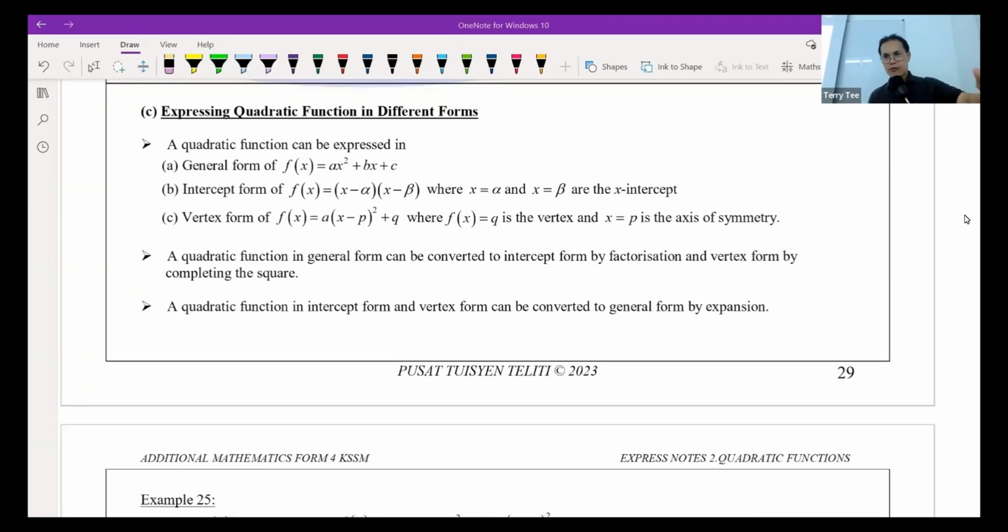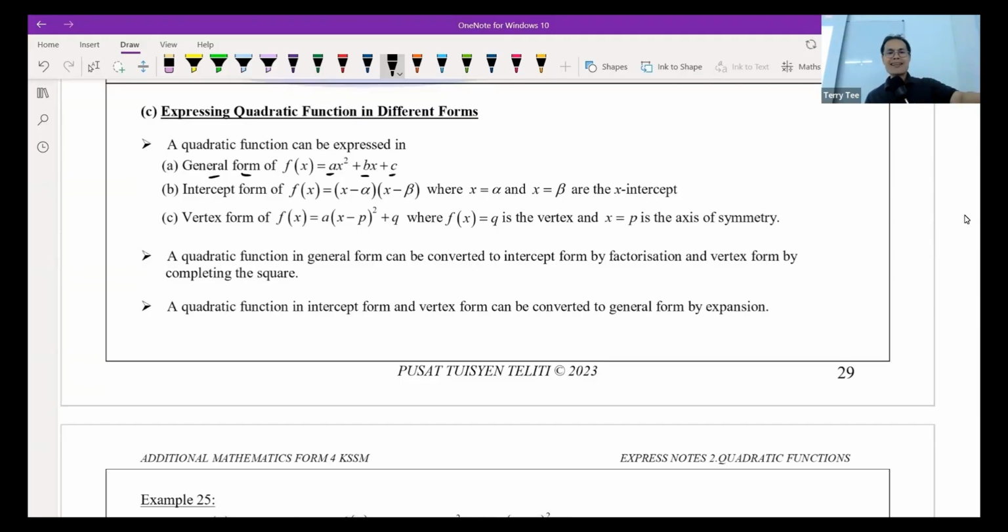Now, there are 3 forms of quadratic function. The first one, of course, is the general form. So general form is ax squared plus bx plus c. Now, you've learned that a determines the shape of the graph, maximum, minimum, also the curvature, whether the width increases or decreases. b affects your axis of symmetry. Like I said, b also depends on a, and c affects your y-intercept.